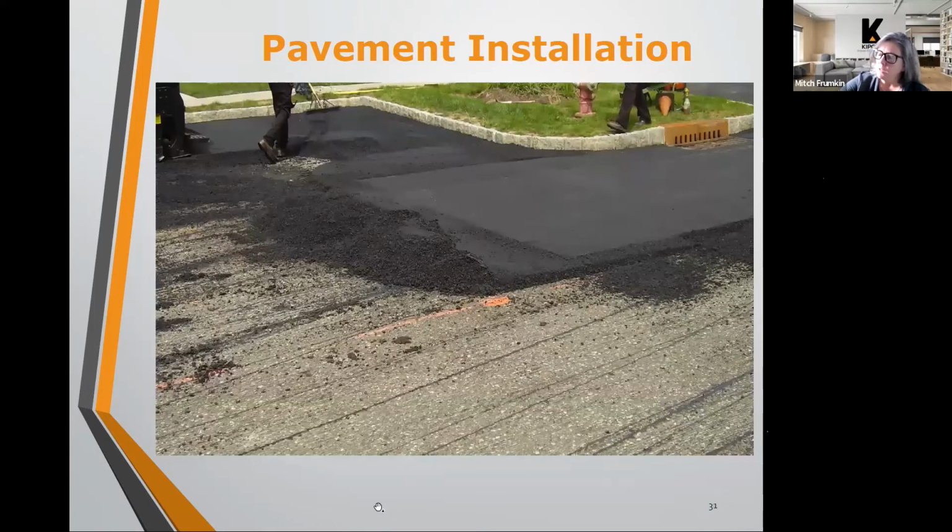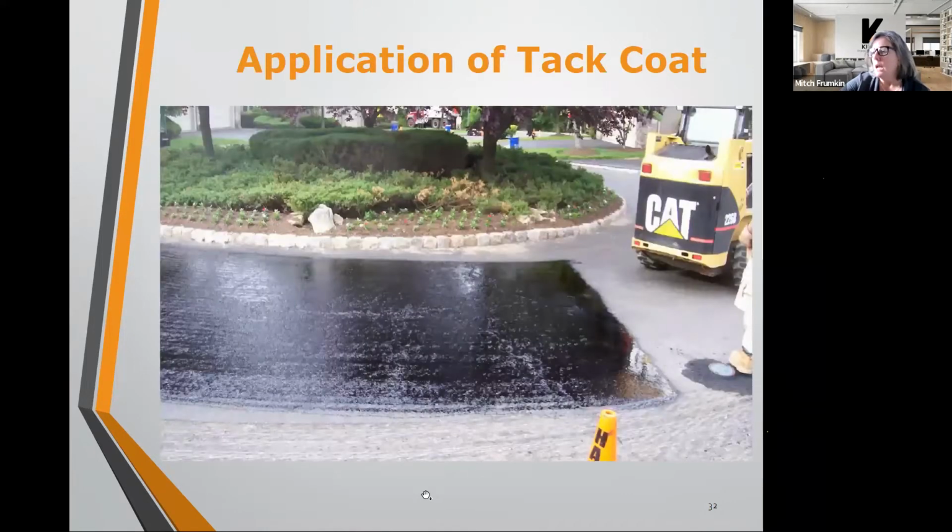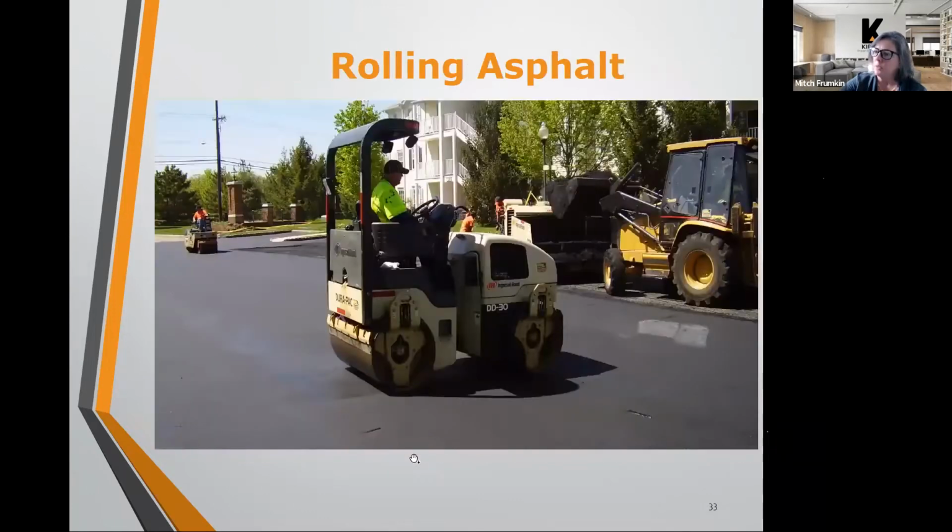Here's some more pavement installation. You can see where it's been rolled here. Here they're doing some hand raking in the corner to make sure the asphalt gets into the corners of the parking areas. And then before they put top course on, they apply tack coat on the top of that repaired sub base. Remember we talked about that separation that I don't like to see. This helps everything to adhere and stick together and bond. And then there's the final rolling of the asphalt when they're done.